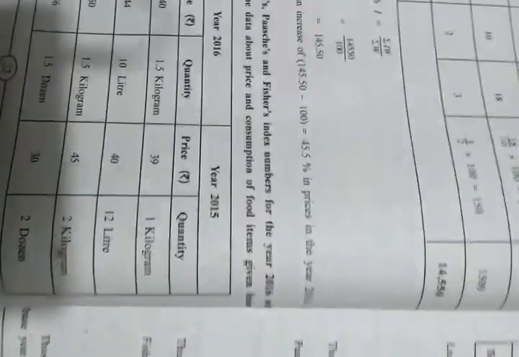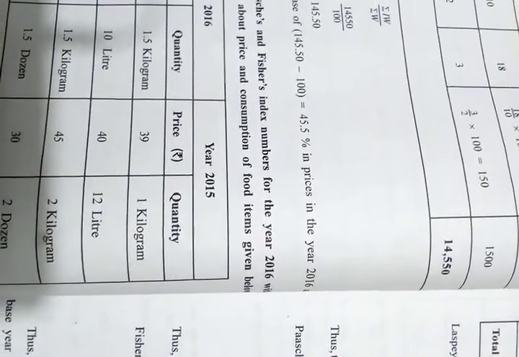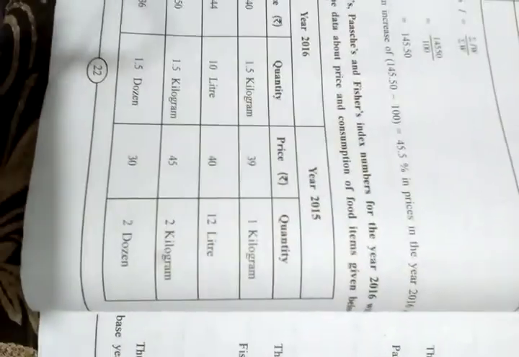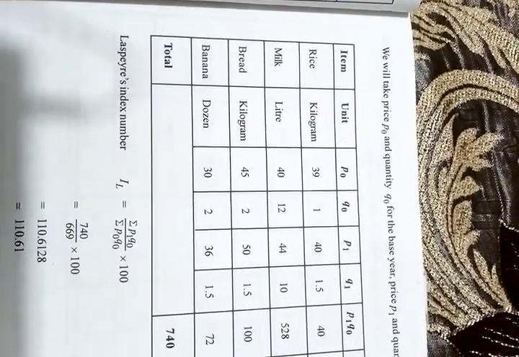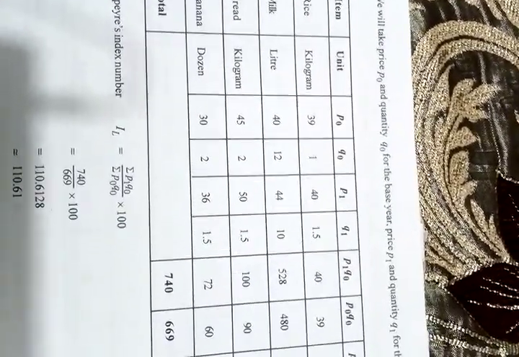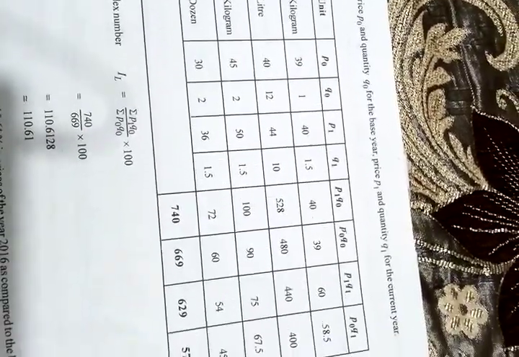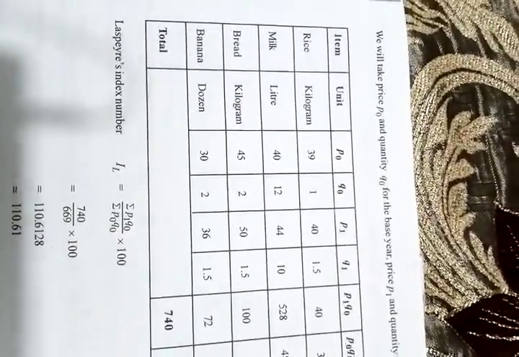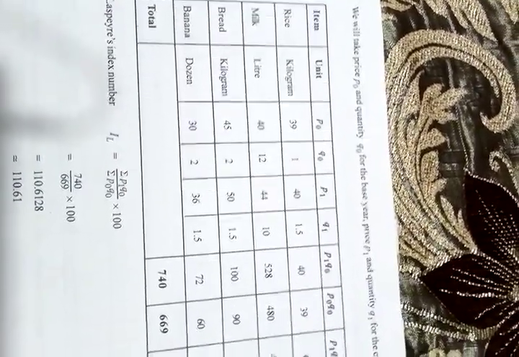Okay, now similarly year 2015, that is the base year, price and quantity are given. Okay, now how to work it out? Here we will take price P0 and quantity Q0 for the base year, and price P1 and quantity Q1 for the current year. So P0 and Q0 are the base year, and P1 and Q1 are for the current year.